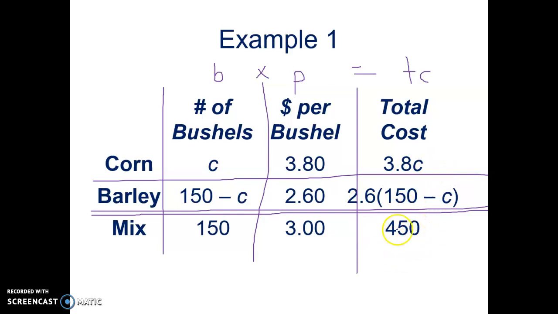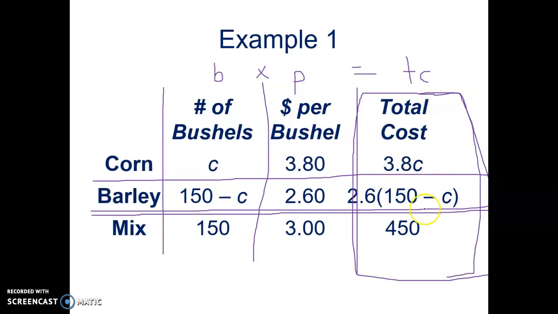And I know I'm told in the problem that the total cost for my mix is $450. Now I've got my chart completely filled out, and so I'm going to look at what equations I can write down to help me solve for the variable. A lot of times when we're doing a mixture problem, we're going to look at this last column, and usually we'll add these together. The cost of the corn plus the cost of the barley equals the cost of my total mixture.